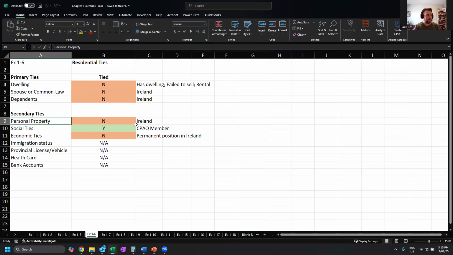For the personal property, it came with us to Ireland. We got a job in Ireland, so that's where our economic tie is. But our social ties can include memberships to certain organizations, and we are still a CPAO member. It's our only tie, and it's a secondary one. So on its own, it's just not strong enough to say we still live in Canada. So we would likely determine that Mr. Farr lives in Ireland and is no longer a resident of Canada.